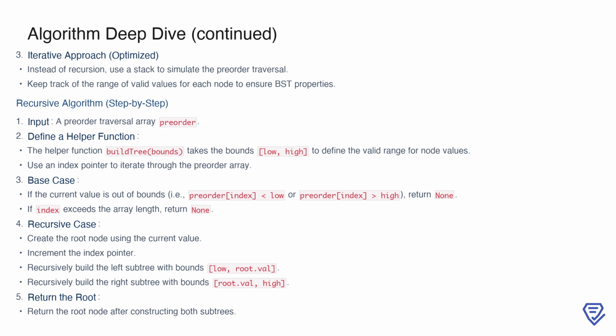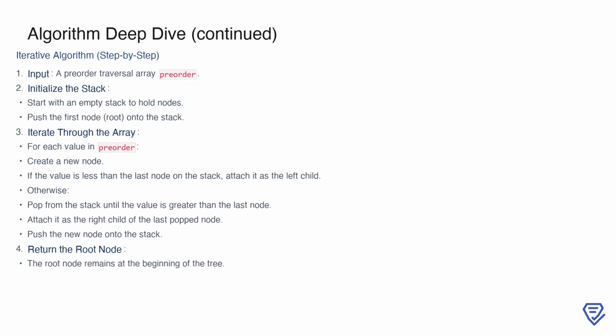Finally, the recursive function returns the root node after both subtrees are constructed. This approach ensures the tree is built correctly while respecting the constraints of a binary search tree. Now, let's look at the iterative algorithm.